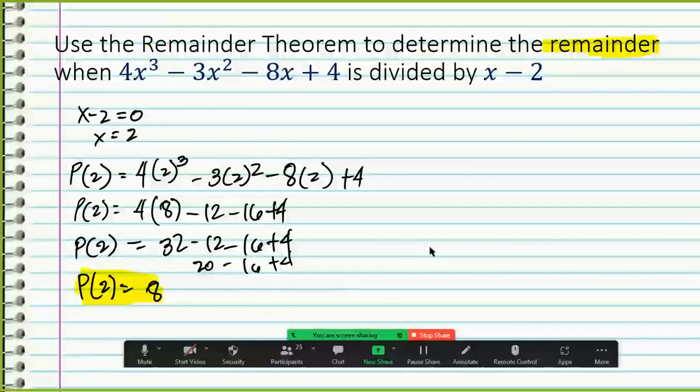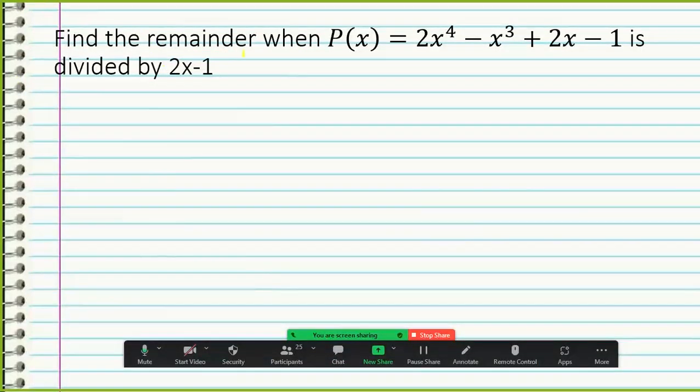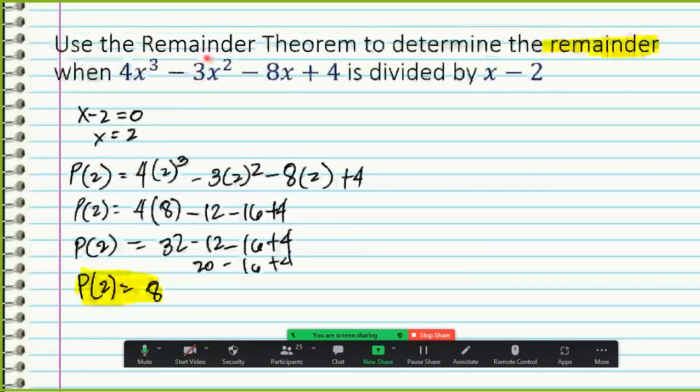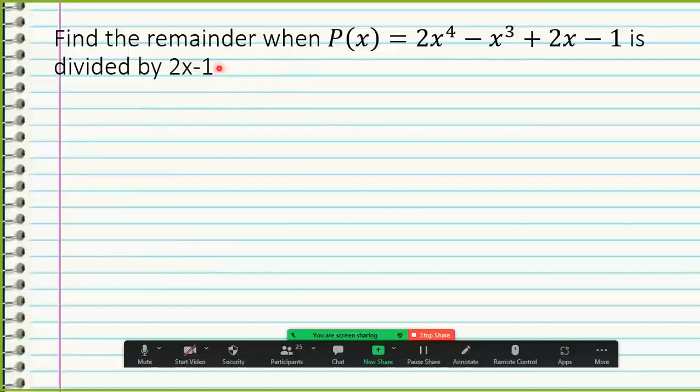Let's move to another example. Find the remainder when p of x equals 2x to the fourth power minus x cubed plus 2x minus 1 is divided by 2x minus 1. So the same procedure that we will apply here. First, we have to solve for the value of 2x minus 1. So equate that to 0. So what is the value of your divisor? Okay, 1/2. So we have x equals 1/2.